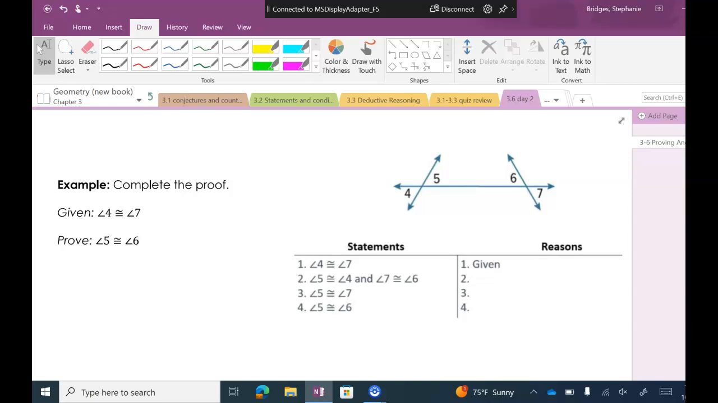I was given that 4 and 7 are congruent. And then I'm told that 5 and 4 are congruent and 7 and 6 are congruent. Why are 5 and 4 and 7 and 6 congruent? What kind of angles are they? Vertical. So we just say that vertical angles are congruent. Okay, or you can say the vertical angle theorem if you want to. You can just say vertical angles are congruent.